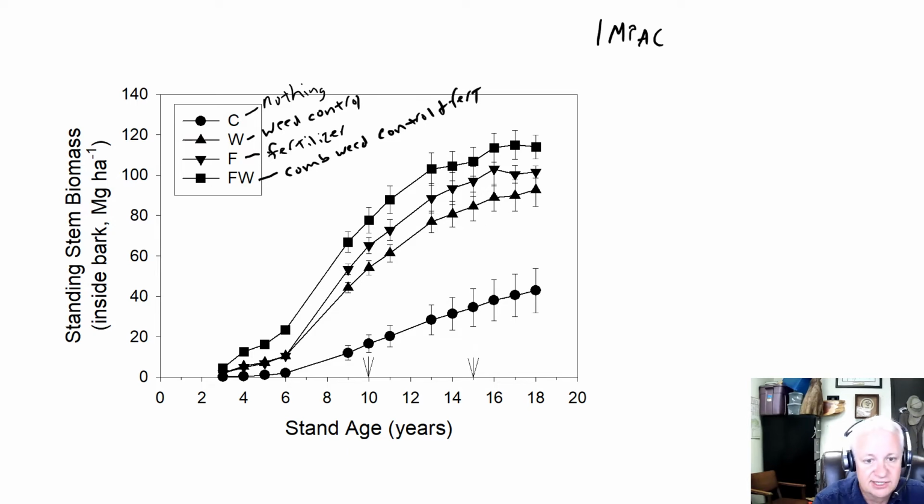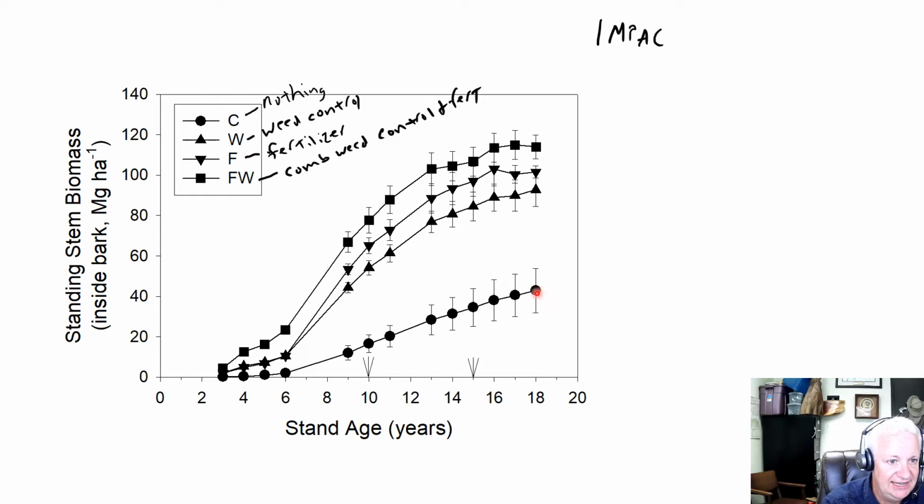And then this graph shows, from age 3 to age 18, the amount of stem biomass, so how big are the stems in those different treatments. So what you can see is that the circles, the control trees, are much smaller than the trees that either had weed control or fertilizer. Okay, so let's think about that a little bit.